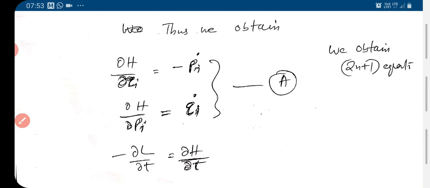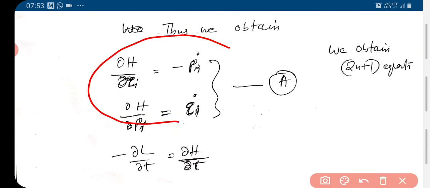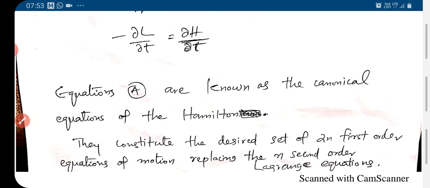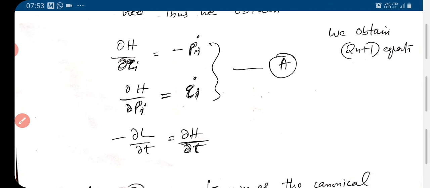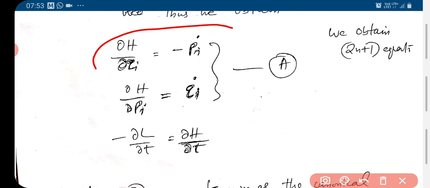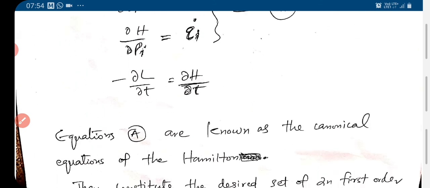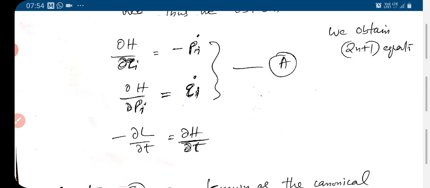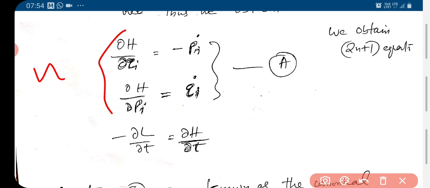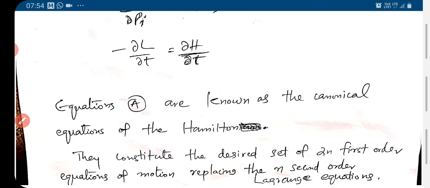And these equations are known as Hamilton's canonical equations of motion. Okay, so these are very important equations to us. qi dot is equal to ∂H/∂pi, pi dot is equal to minus ∂H/∂qi. Hamilton's equations. Since i varies from 1 to n, there are 2n equations here, and all of them are first order differential equations.